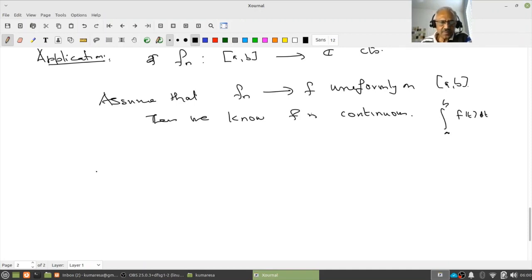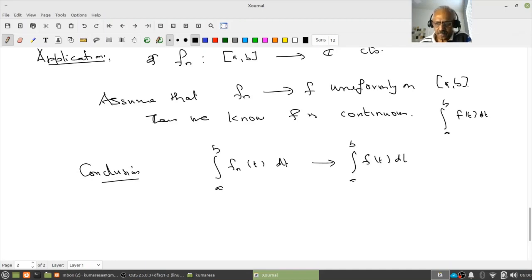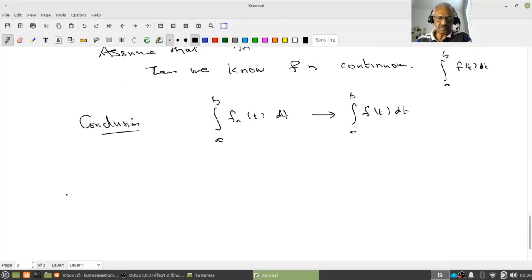So what is it that we want to claim? Conclusion: the integral from a to b of f_n of t dt, this is a sequence of complex numbers. These complex numbers converge to the complex number, the integral of f of t dt. Is that clear? This is the most important result. It's a very trivial proof. You might have seen this proof in real analysis. It's exactly the same thing.